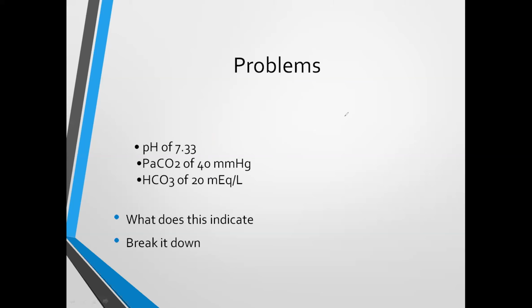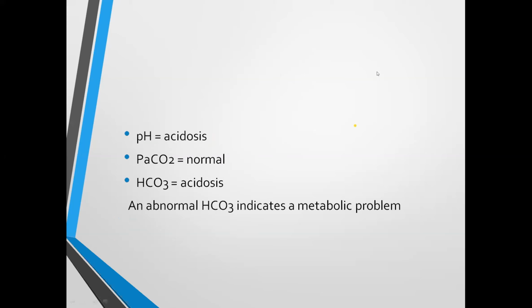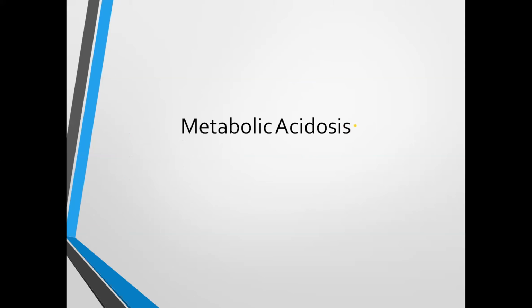Next. The pH was reduced, so it was showing acidosis. The pH was 7.33. PCO2 was normal and bicarb was 20, so it was reduced. Both conditions show acidosis. As we already know, PCO2 is basically a respiratory component, and since it is normal, this indicates a metabolic problem. An abnormal bicarbonate indicates a metabolic problem. So the patient's problem is metabolic acidosis.